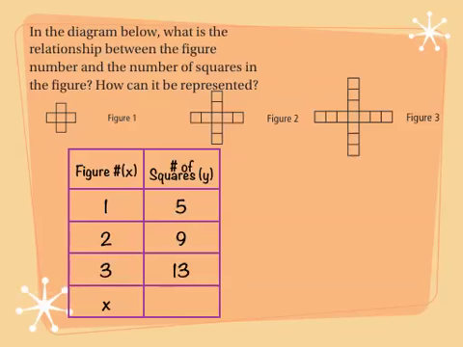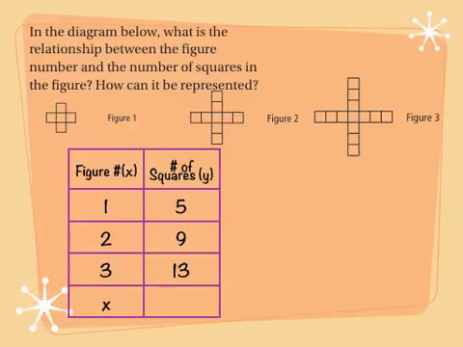Whatever you find or whatever equation you write, it has to work for 1 and 5, 2 and 9, and 3 and 13. So if you go down to 2 and you multiply 2 times 5, you get 10. Which is not what I needed. I needed to get 9. So multiplying by 5 is not a choice.